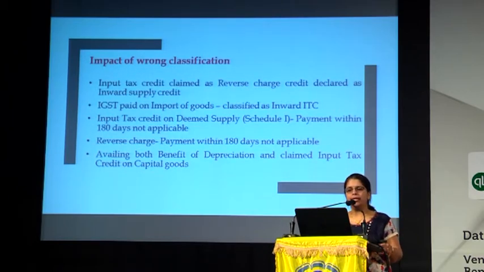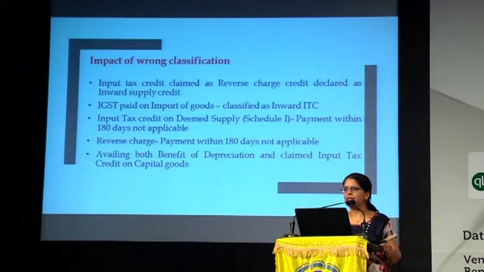Input credit claimed as reverse charge credit is declared as inward supply. This we are talking only on wrong classification. We would have made this wrong classification in 3B or in your GSTR 9. So we will just see what is the implication of that. Input tax credit claimed as reverse charge credit declared as inward supply credit. So we did not bifurcate all this in our GSTR 3B. We said all credit will go to your others column, that is all your inward supply credit.